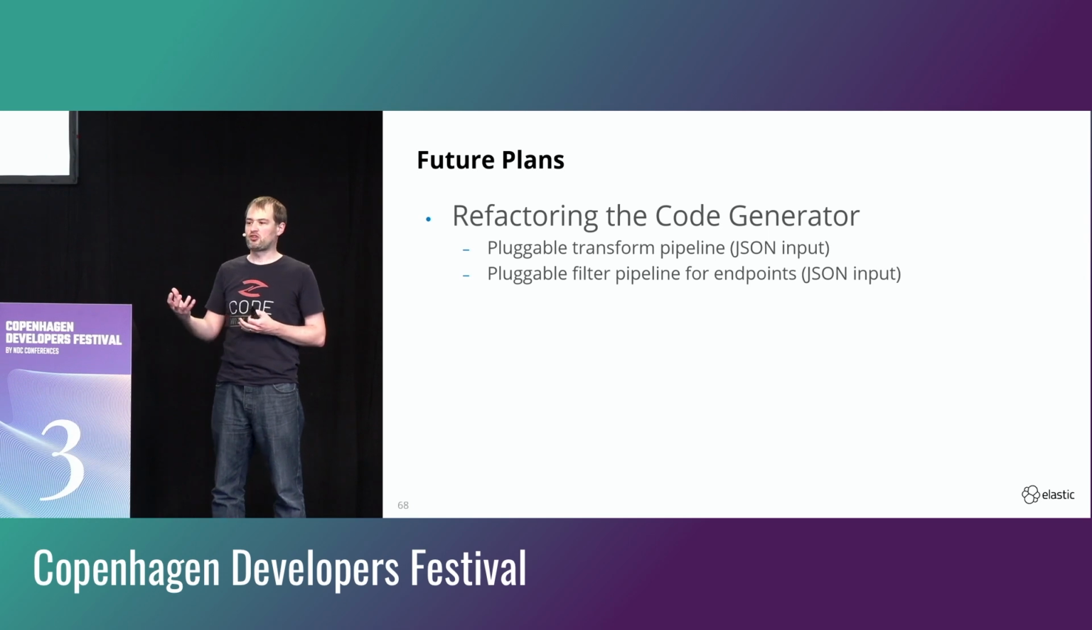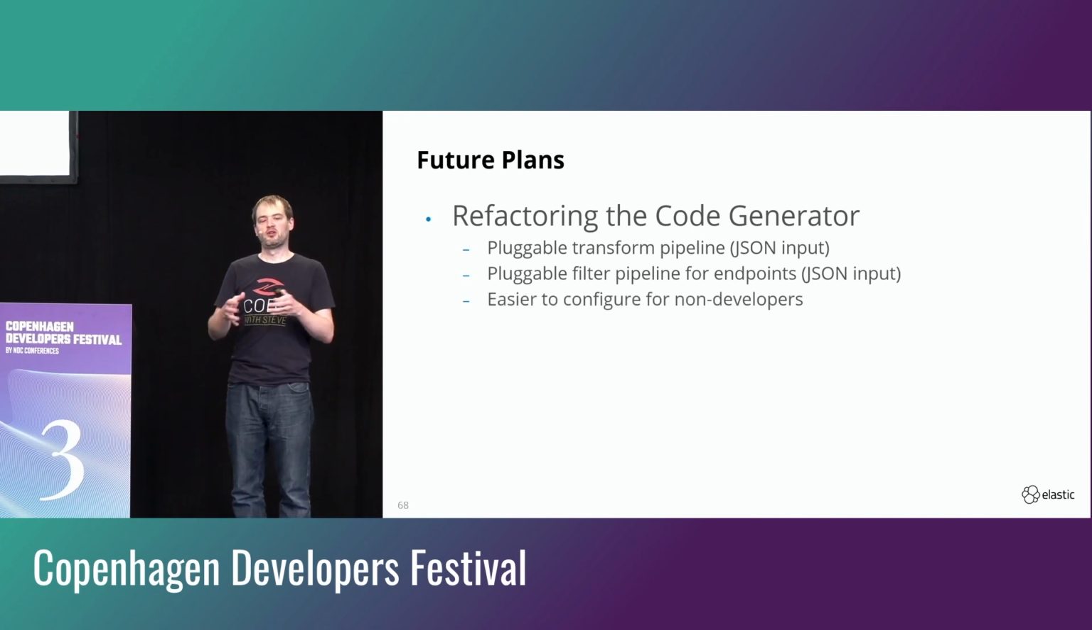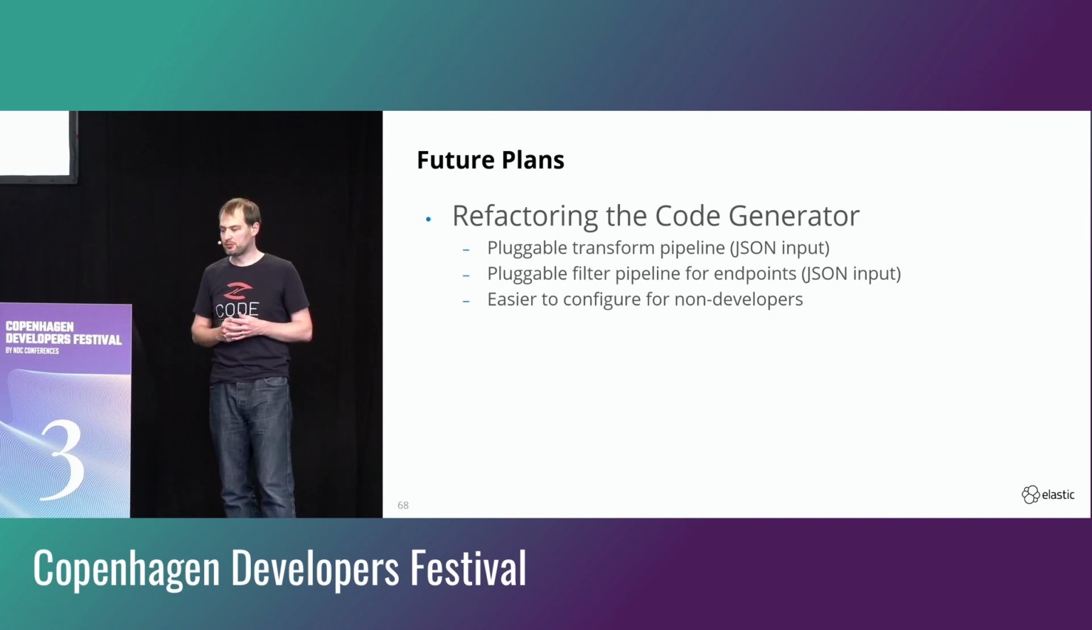What I wanted to do is actually make it more pluggable. So as well as accepting the schema JSON, it could accept other JSON inputs that would define the rules for renaming or the rules for which endpoint should be included in a particular code generator run. And that then would mean that non-developers could just take this code generator and execute it with a bunch of inputs and then produce hopefully a valid project at the end of it.